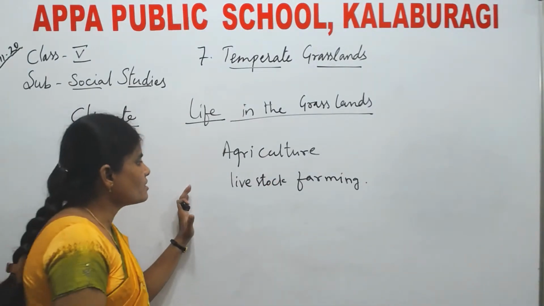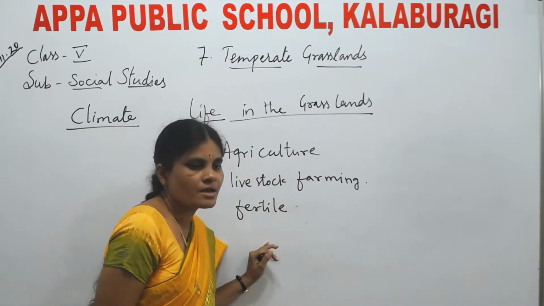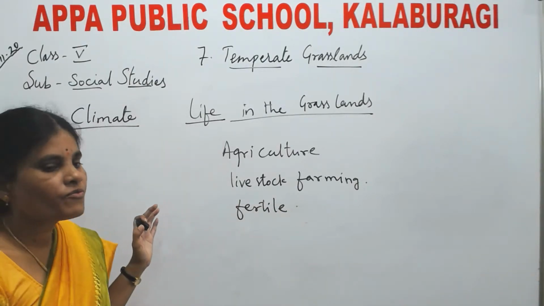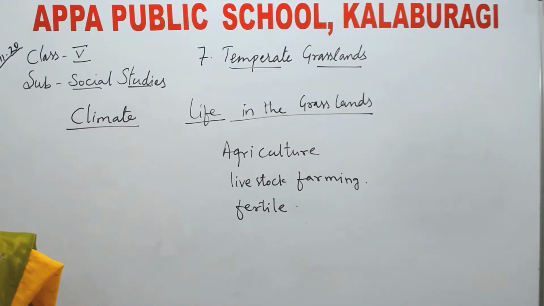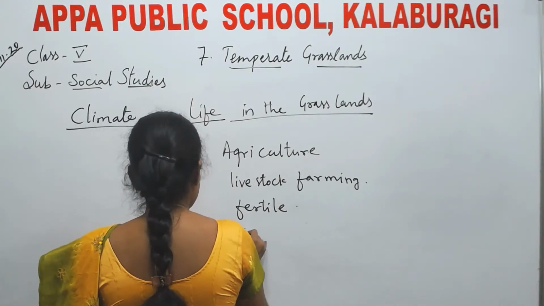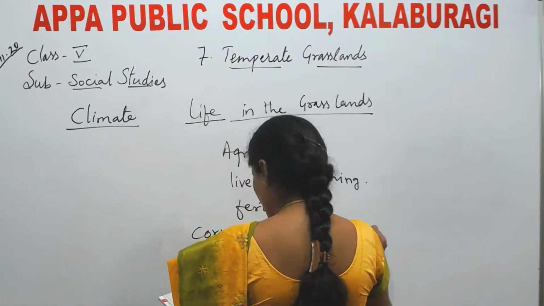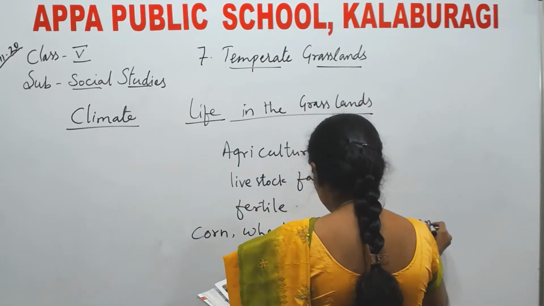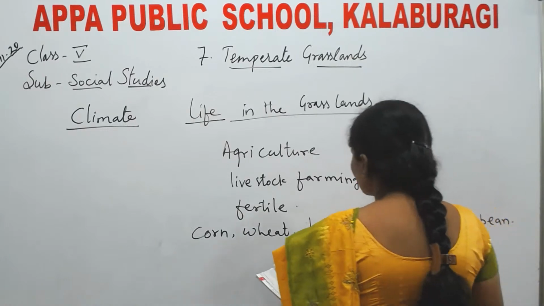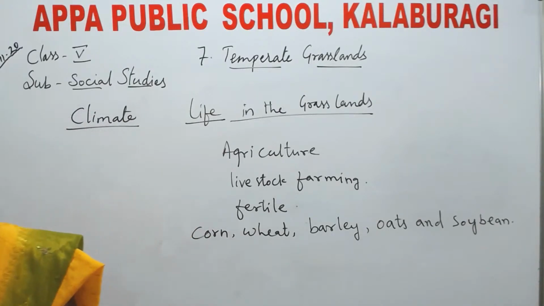Since the grasslands are very fertile. How are the grasslands? They are very fertile. The soil here is very fertile. That is why they grow a variety of crops. What are the variety of crops grown here? Corn, wheat, barley, oats, and soya beans. Okay, these are the important crops. These are the main crops grown in temperate grasslands.